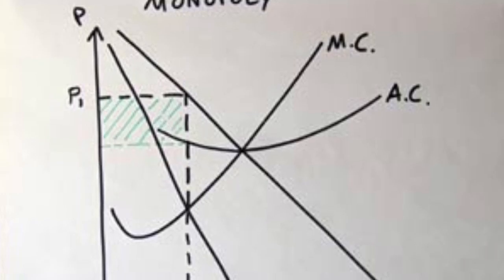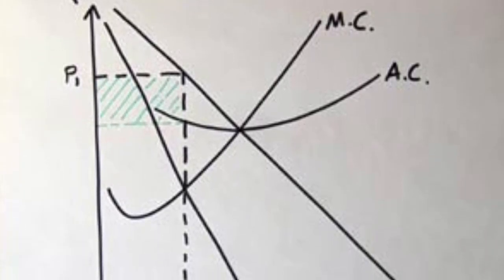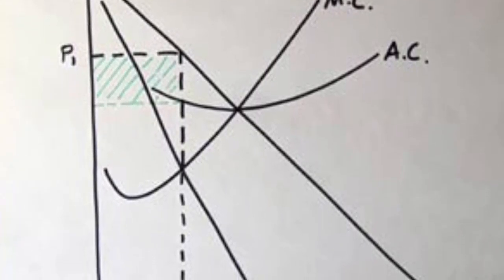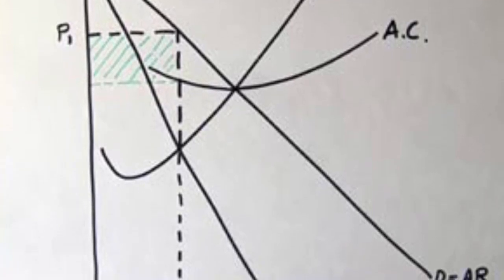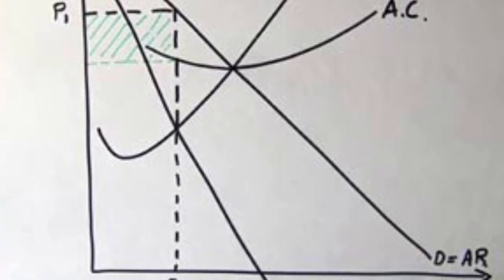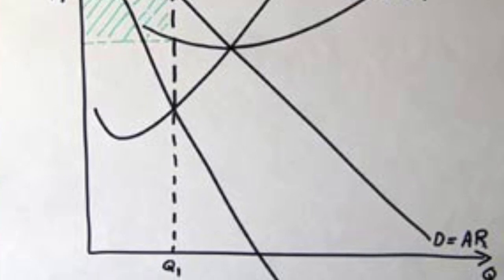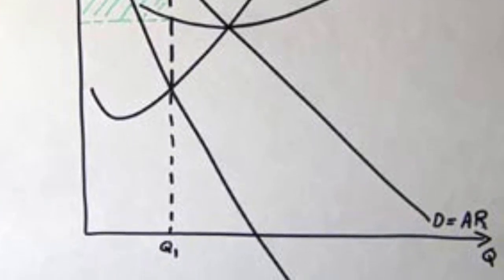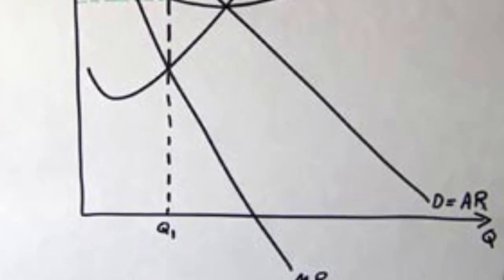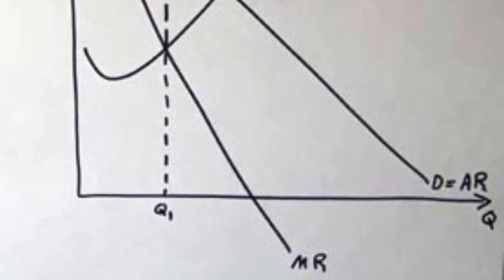In terms of monopolies, when the MR is positive, aka above the x-axis, demand is elastic. When it's 0, aka crossing the x-axis, it's unit elastic, and when it's negative, aka below the x-axis, it's inelastic.